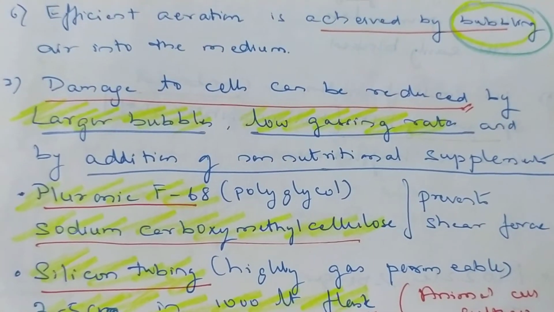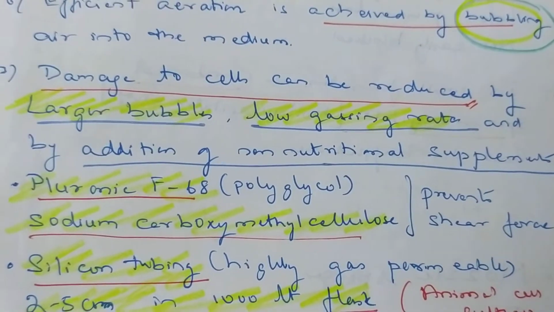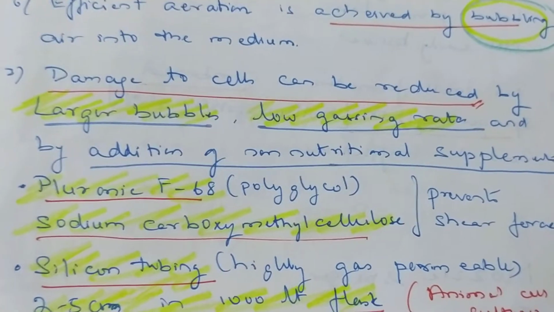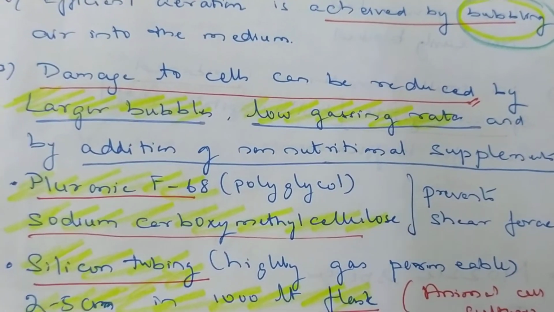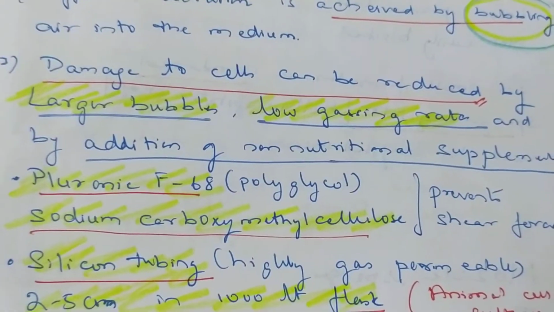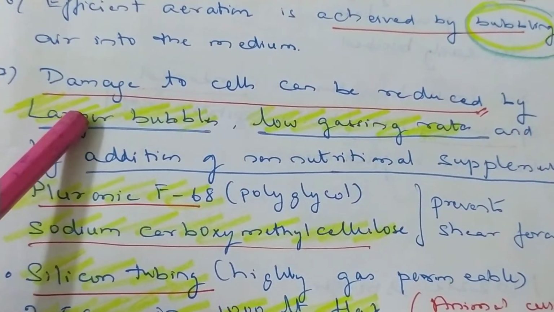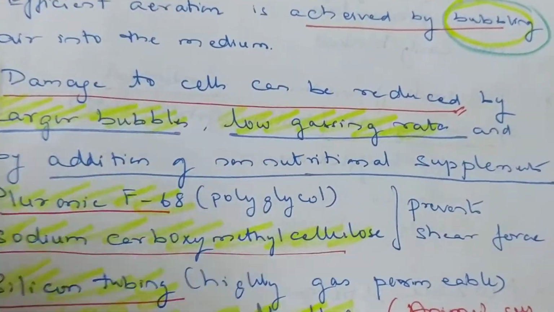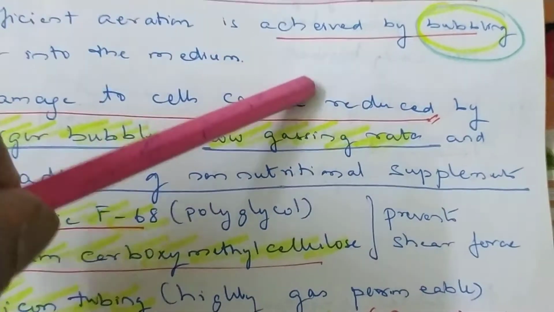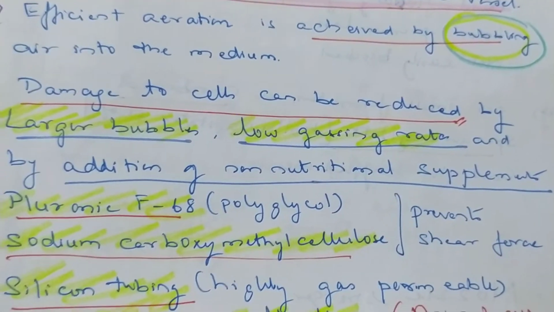You should not give more of a gassing rate inside the fermenter. There should be low pressure at the time large bubbles are formed. When you give high pressure, small bubbles are formed. What is the use of the large bubble? The larger the bubble, the more oxygen on the surface. I'm just drawing to understand. On the surface of the bubble you will find oxygen. Keep that in mind.